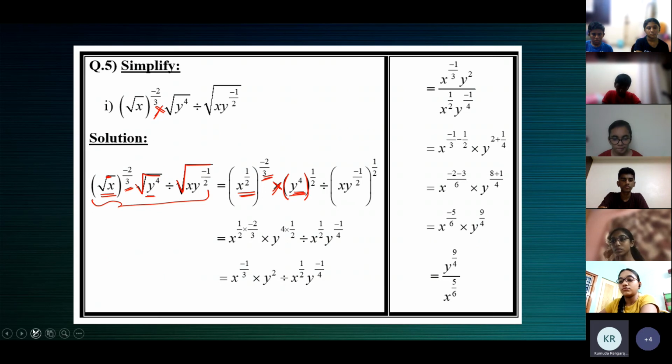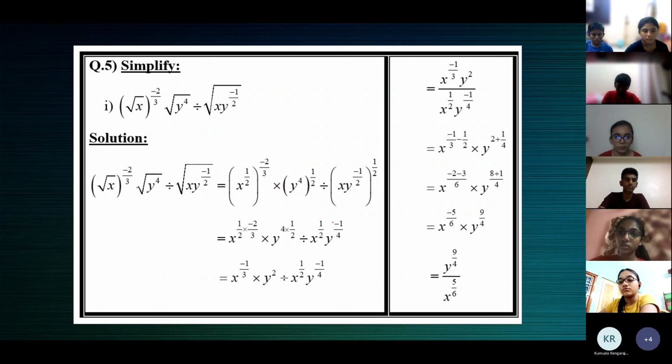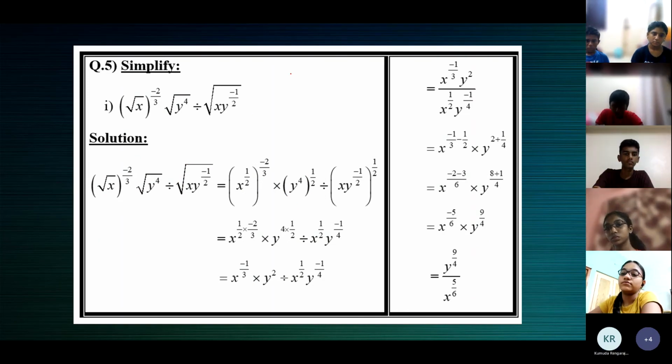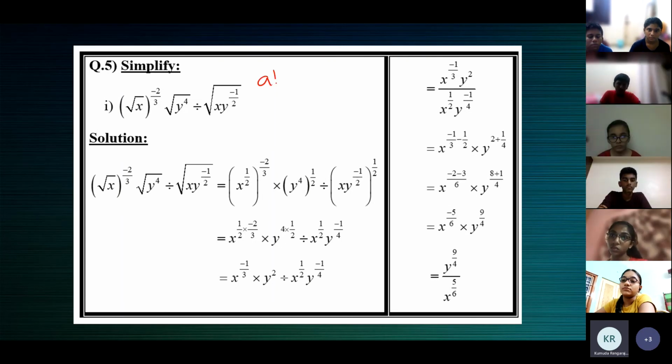Is the first step understood? Yes, ma'am. Okay, now I want you to answer this. What is the value of abc square? Meaning, simplify it and tell me what is abc square?